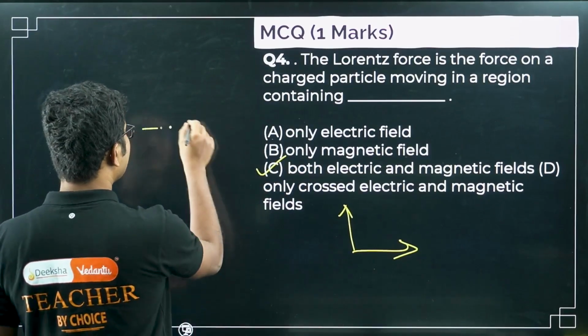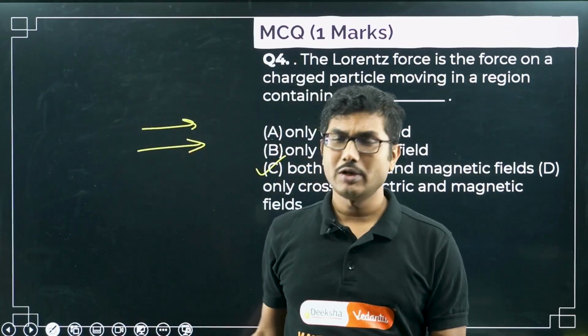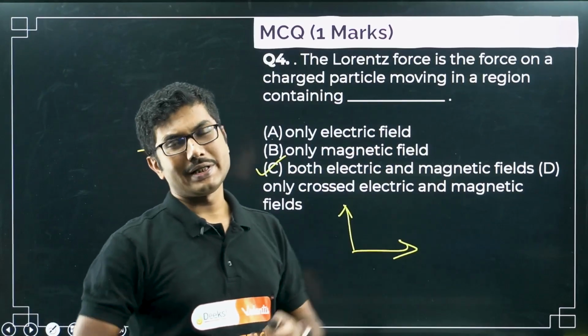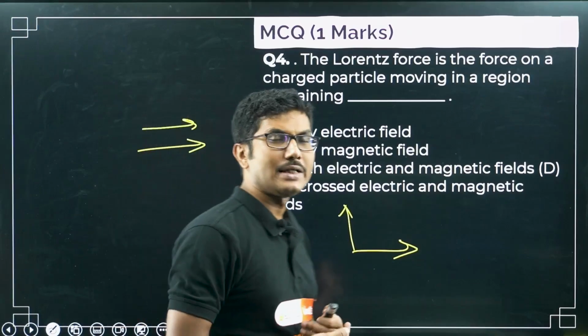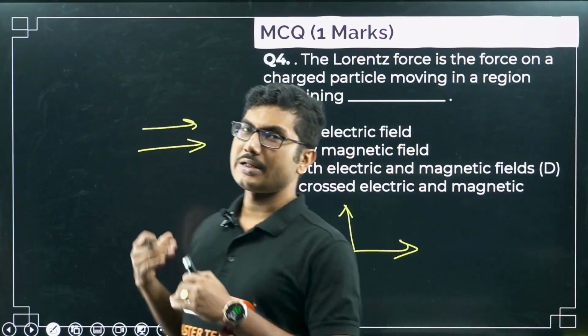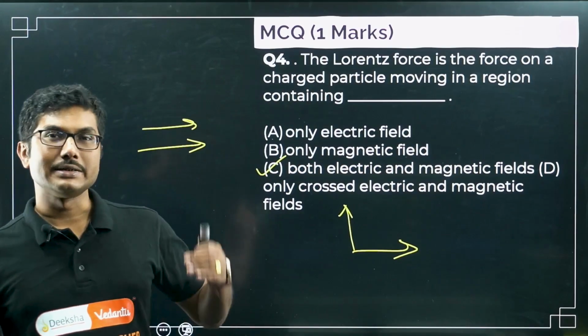Even if the electric field and magnetic field are parallel, Lorentz force is still applicable. Lorentz force is when magnetic and electric field both are present. In case one is present and the other is absent, that is a special case obviously, but that force is also Lorentz force. So whenever there is a force acting on a charged particle moving in a magnetic and electric field, then it is a Lorentz force.